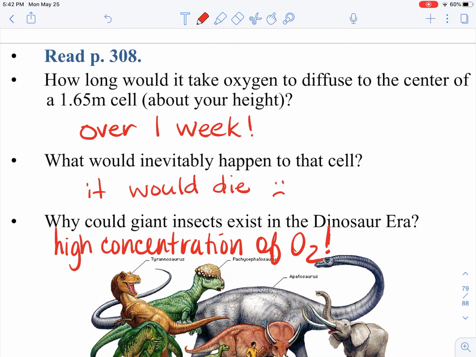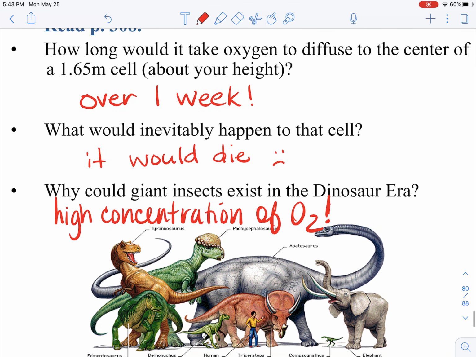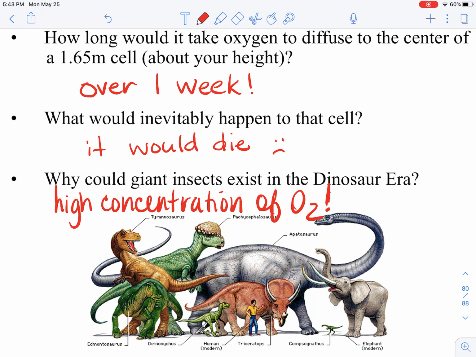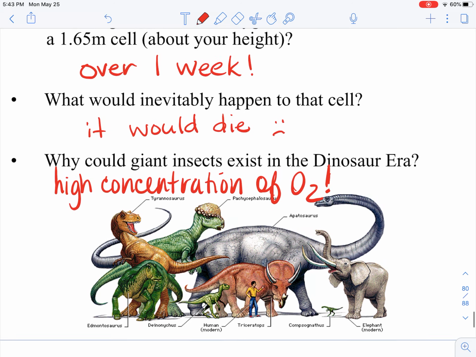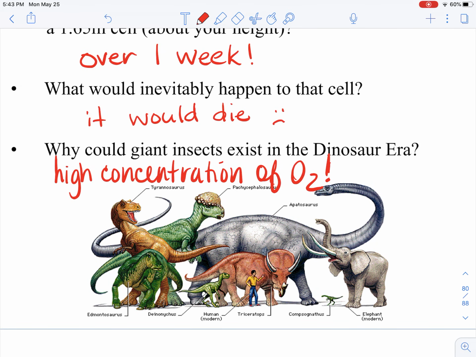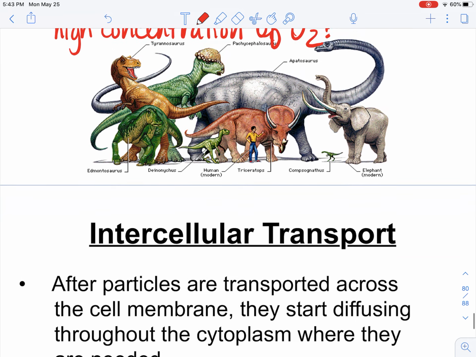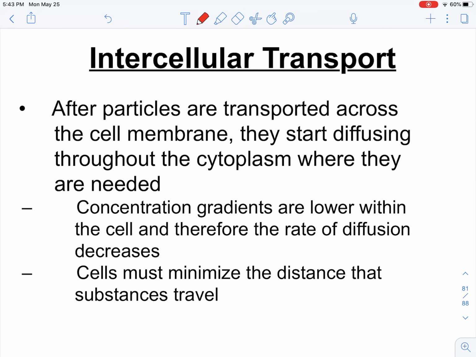There was a couple questions in your notes that says, how long would it take oxygen to get into a cell that's about the size of your body if you were one big cell? And it would take like a week for oxygen to get into all of the components of that cell, which shows you that it would not be efficient to be made of one giant cell. And that cell in that time would likely die because all of the parts would not be getting oxygen. In the dinosaur era, insects were very big because of the high concentration of oxygen in the atmosphere at that time.